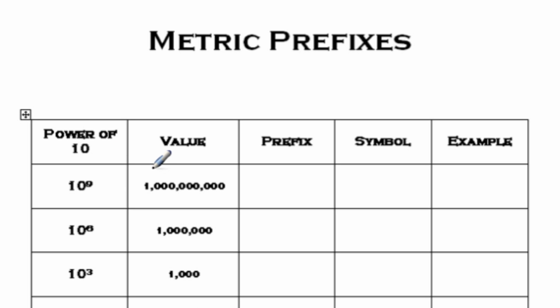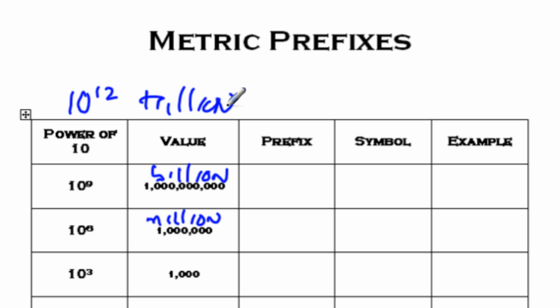So let's begin. 10 to the ninth is a billion, and therefore 10 to the minus ninth is going to be a billionth. Similarly, 10 to the 6th is a million, and therefore 10 to the minus 6 is a millionth. 10 to the 12th, which is not here, is going to be a trillion, and therefore 10 to the minus 12th is a trillionth. Let's go for the metric prefixes.